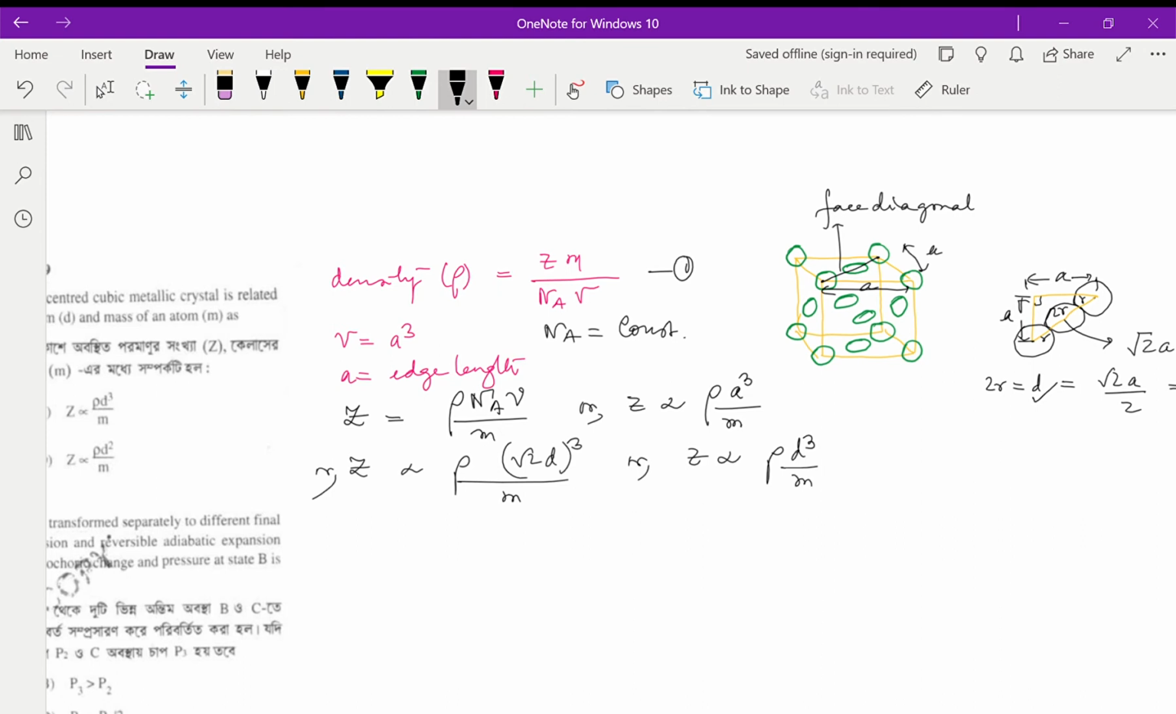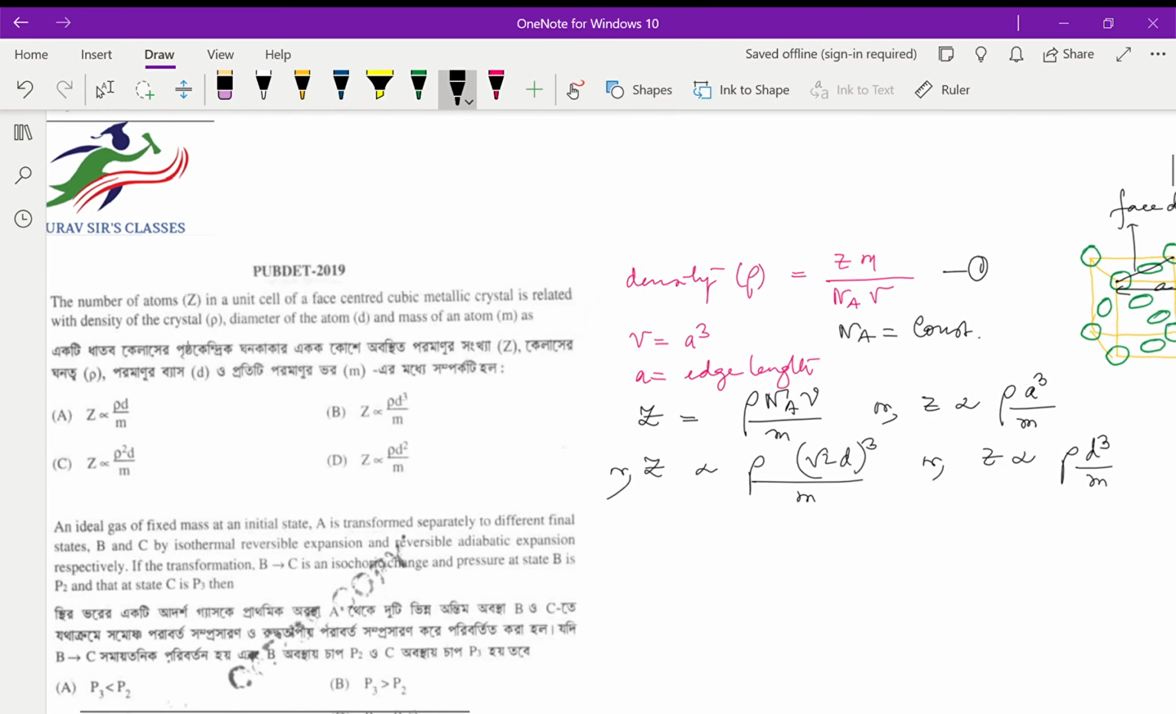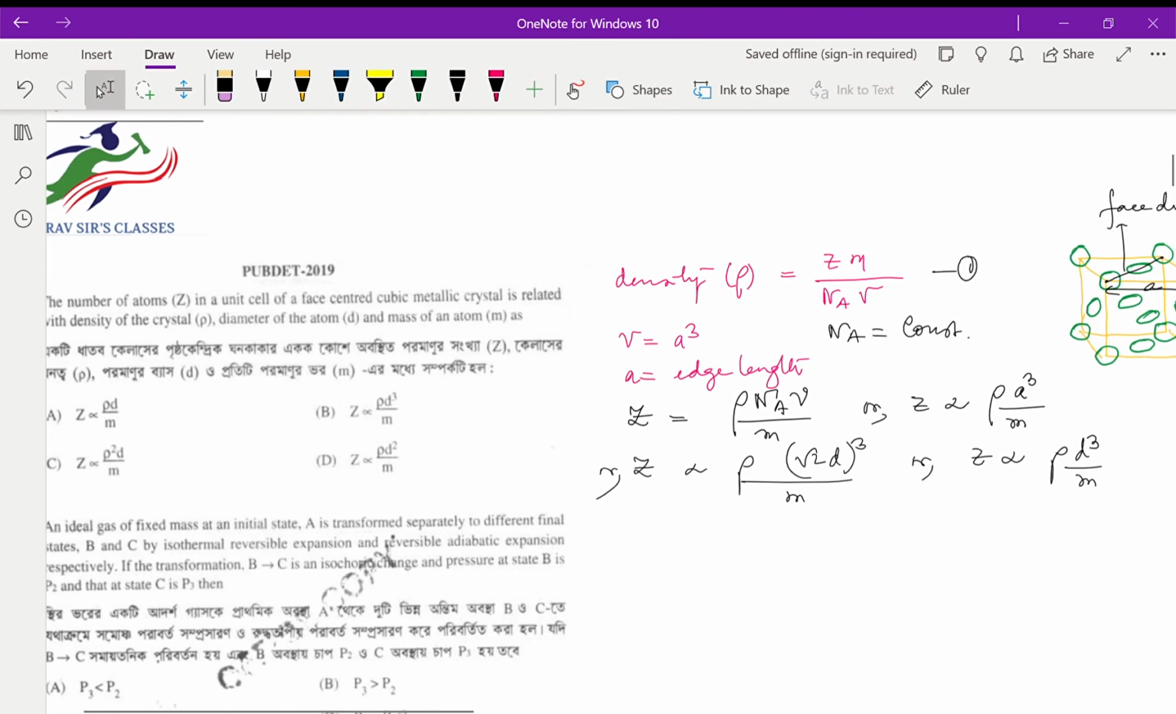So if we check with the answers, then what we will find is that the correct answer out here is going to be B. Okay, so that should be our correct answer.